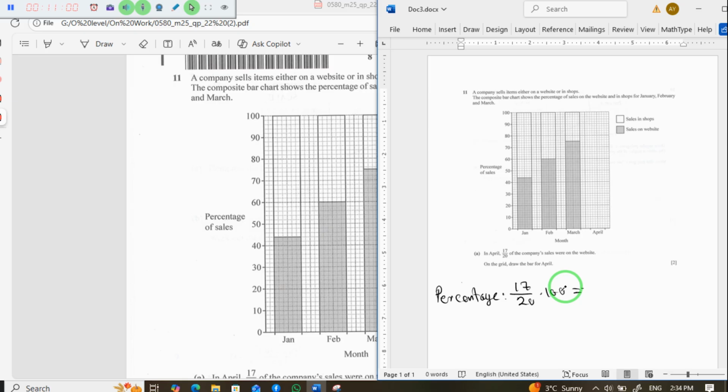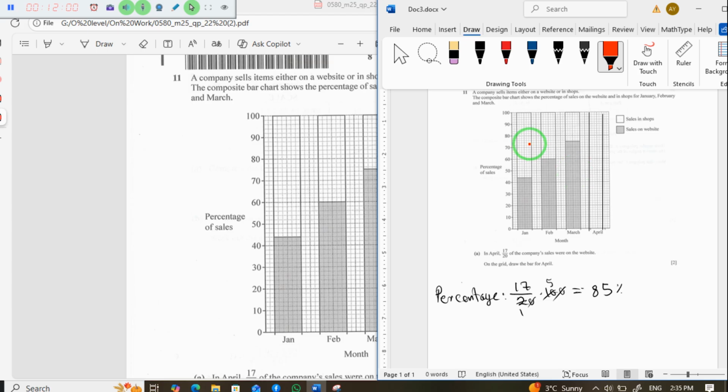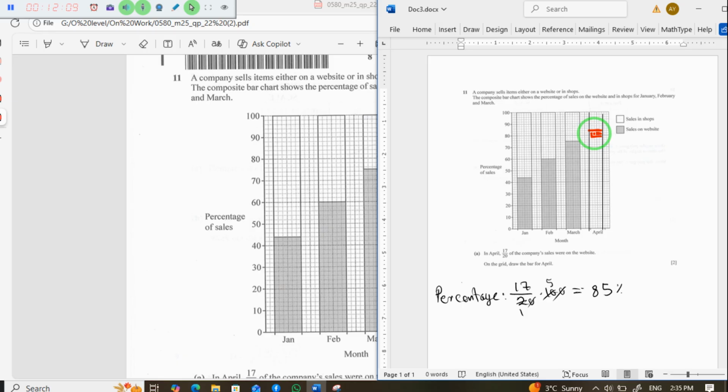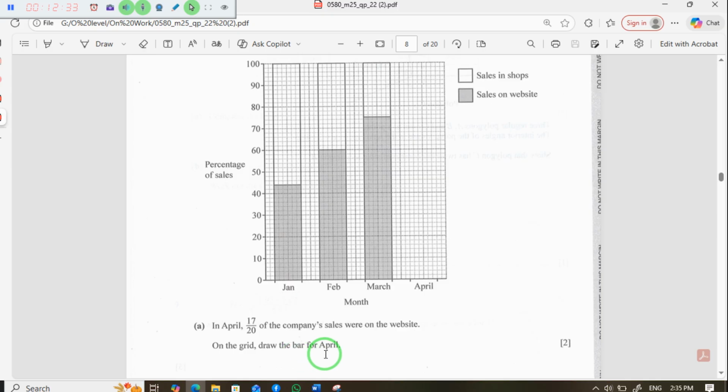Then we can simplify. 5 times 2 is 10. 5 multiplied by 7 is 35, write 5 and carry 3. 5 multiplied by 1 is 5, plus 3 is 8, so 85%. Now we draw this percentage on the bar chart. Because 85% is between 80 and 90, we start from here and highlight this part. This is the bar chart that we draw for the first part. This question has been solved: draw the bar for April.